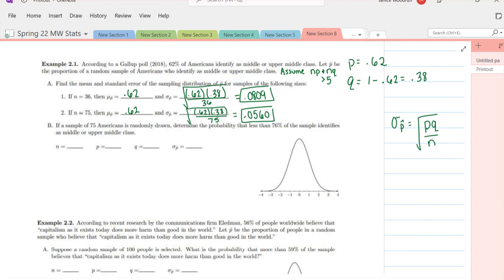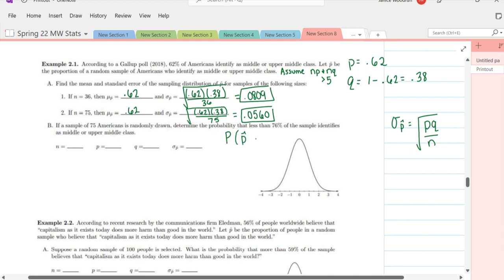Now let's do a probability problem with that. So we have, if in that sample of 75 Americans, if they're randomly drawn, determine the probability that less than 76% of the sample identifies as upper or middle class. So here you want to say, what is the probability that p hat is less than 0.76? So this is kind of like your x. P hat and x will be similar there. So what's the probability that that's less than 76%?